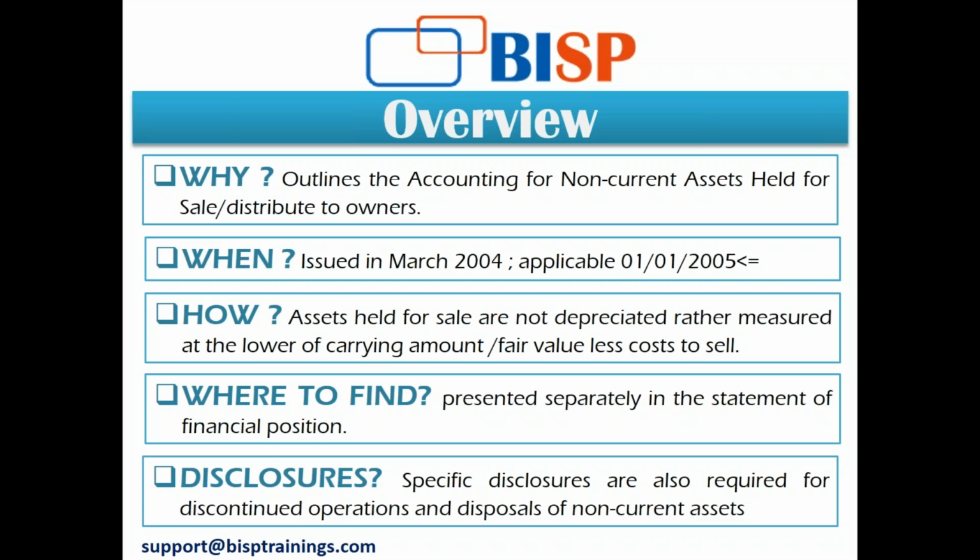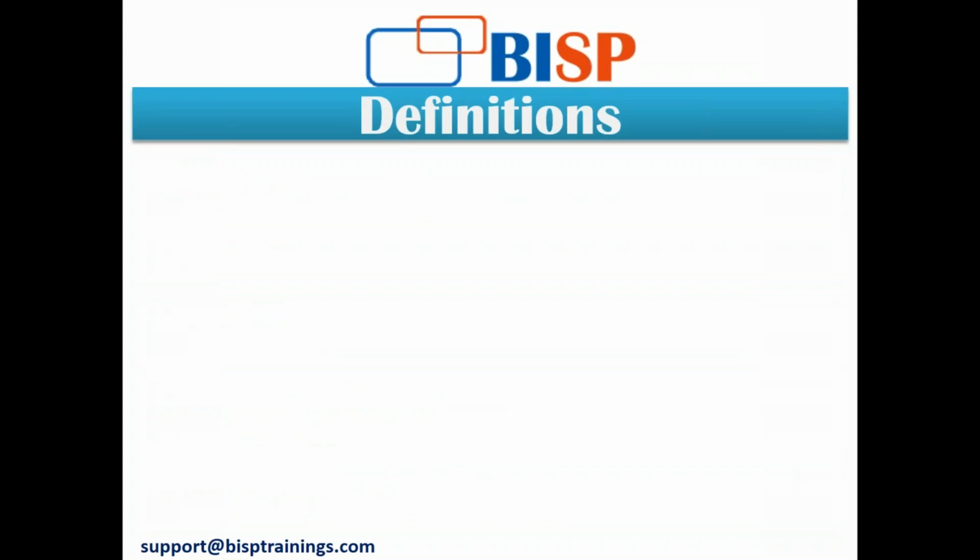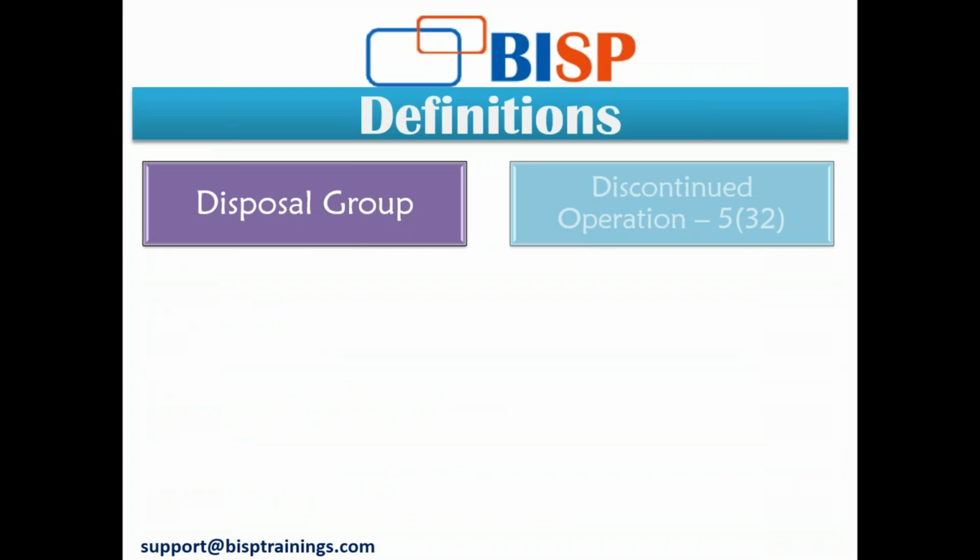Now coming down to the definitions that are very specifically provided in this IFRS. First is disposal group and the second is discontinued operation. Of course, it is provided specifically under paragraph 32 of IFRS 5. That is the reason it is IFRS 5 paragraph 32. That means discontinued operation is defined under paragraph 32 of IFRS 5.